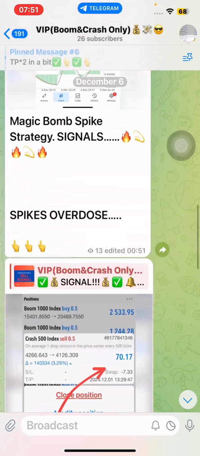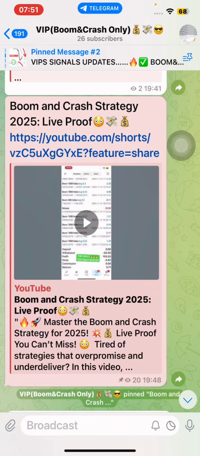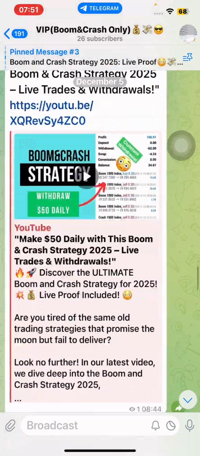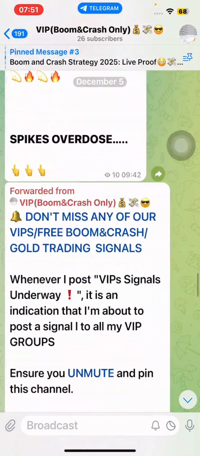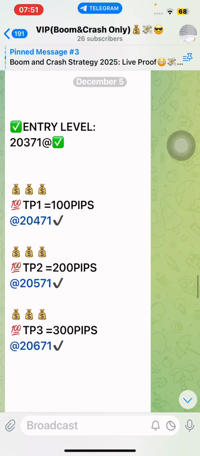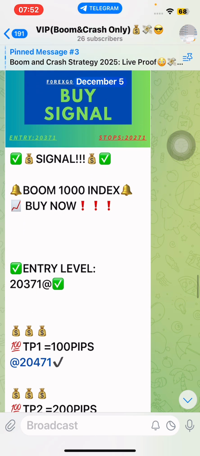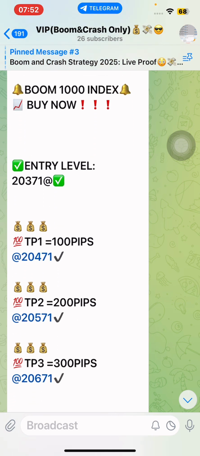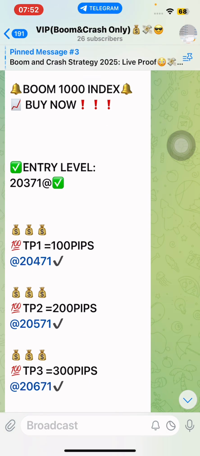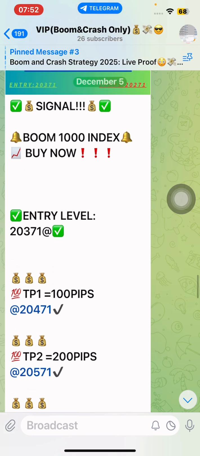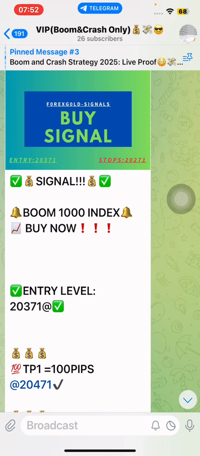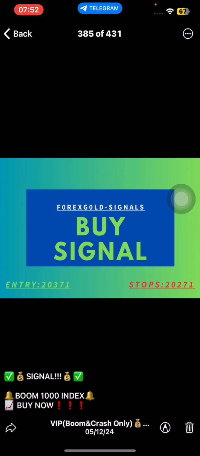So you can see this is the signal. I posted the signal not long ago. I posted the signal on 5th December. It's a signal for Boom 1000 Index. This is our entry level, 20.371. That is the entry level, and I gave a stop loss of 22.71. This is the entry and this is our stop loss.